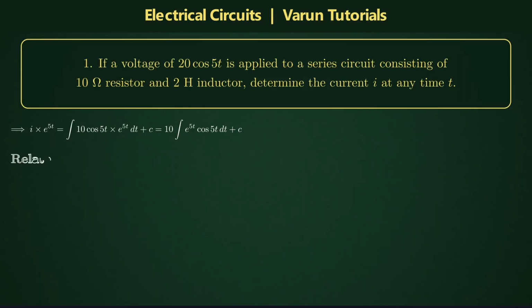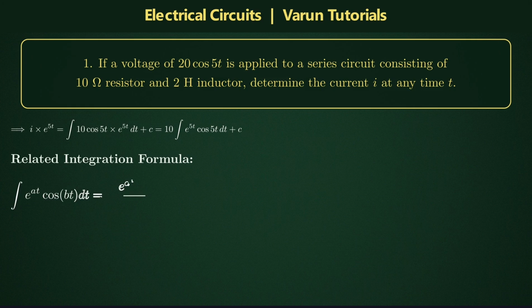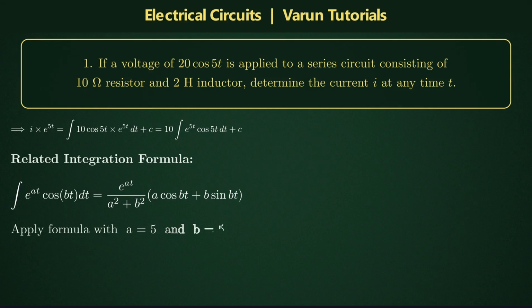Let's recall the standard integration formula for the product of an exponential and a cosine function. The formula states that the integral of e^(at) cos bt is e^(at) over a squared plus b squared, times the quantity a cos bt plus b sin bt. Let's apply this integration formula with parameters a equals 5 and b equals 5. The integral of e^(5t) cos 5t dt is equal to e^(5t) over 5 squared plus 5 squared, times the quantity 5 cos 5t plus 5 sin 5t.